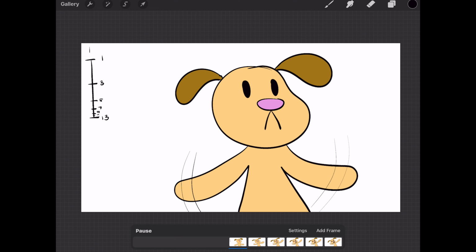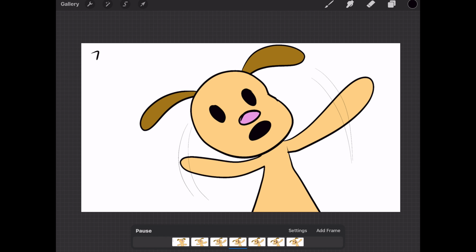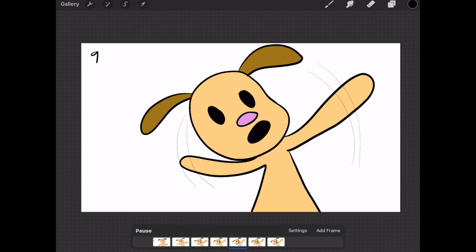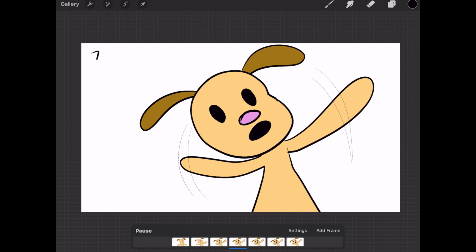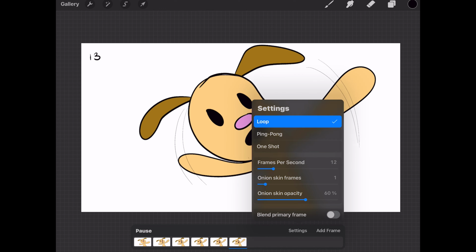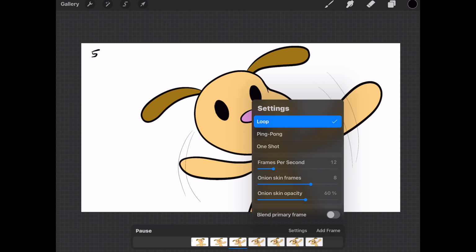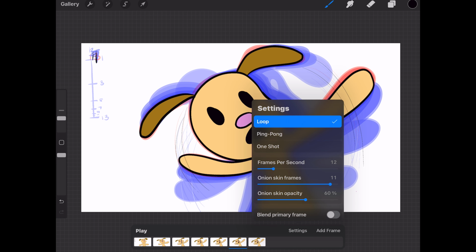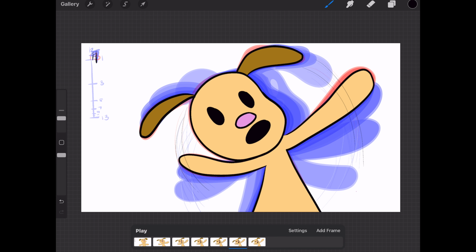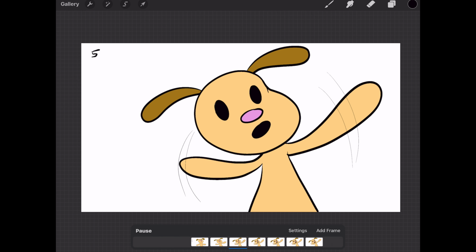So yeah, this action or motion lines definitely make the arms look a little bit more motionful. Remember, charts are very helpful.